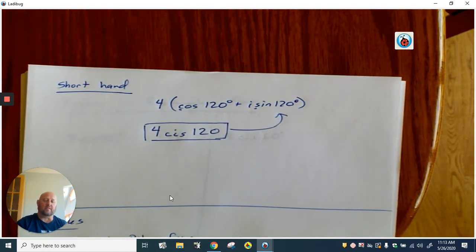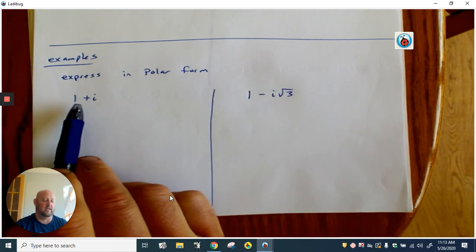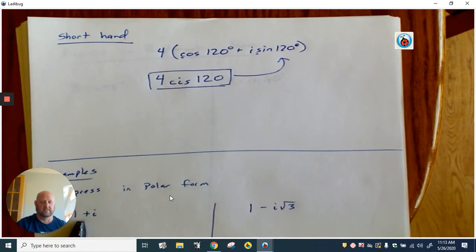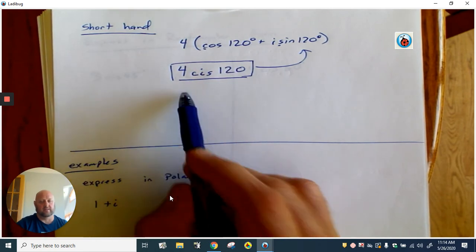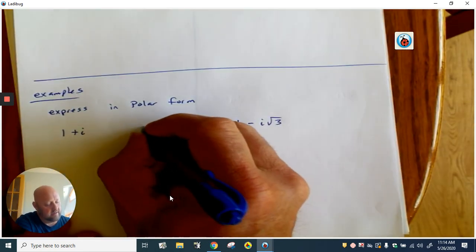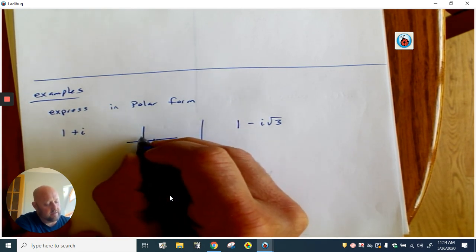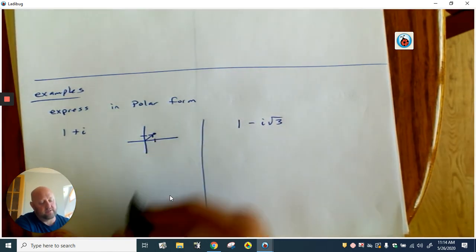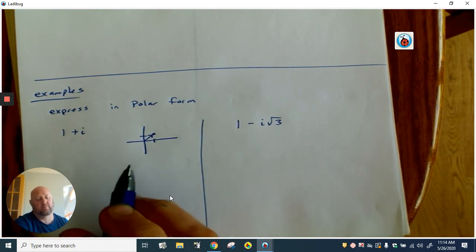All right, so let's try some examples here. Here's really what we're going to start looking at. What we need to be able to do is take a rectangular number and put it into polar form. We've got to turn this 1 plus i into something that looks like this. Again, the idea here, that 1 plus i, we'd be going right 1 and up 1. So there's where that point is. So there's our vector going out to that point. We need to know the direction, the angle, and the radius.